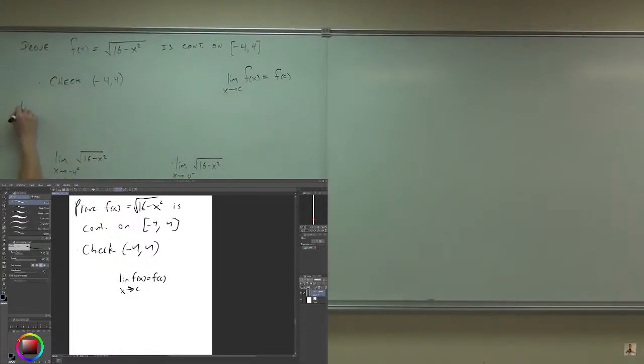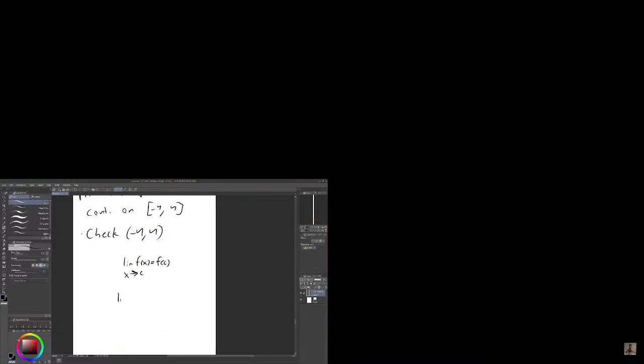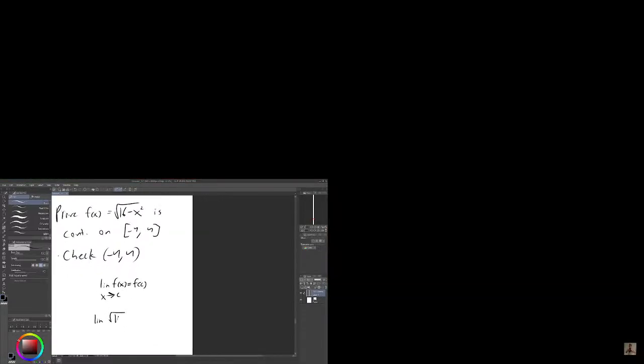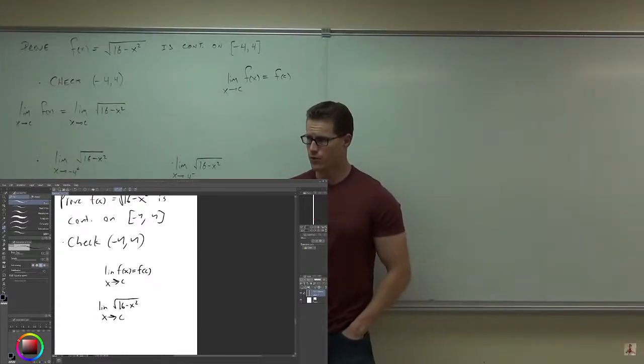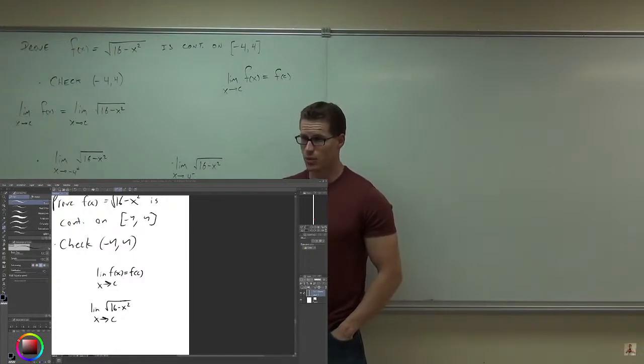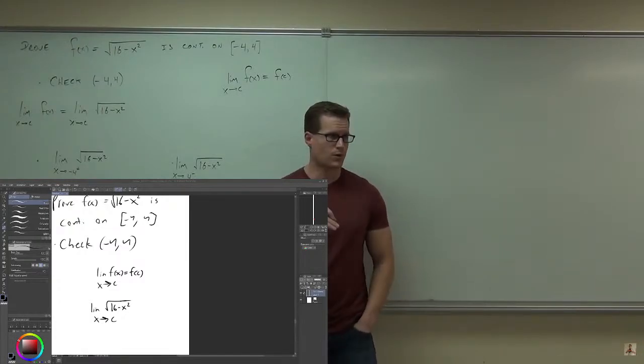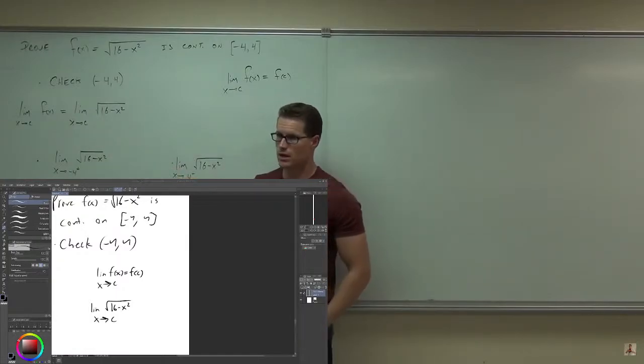So the limit as x approaches c of f of x is really the same thing as the limit as x approaches c of the square root of 16 minus x squared. Are you okay with that so far? Now, given that c is some point between -4 and 4, can we plug in c and be okay?